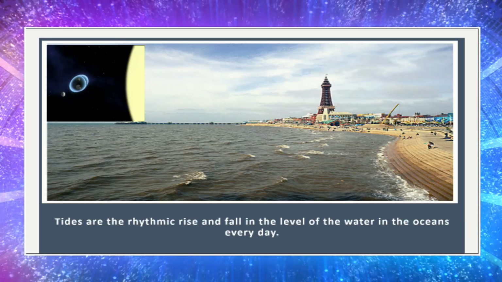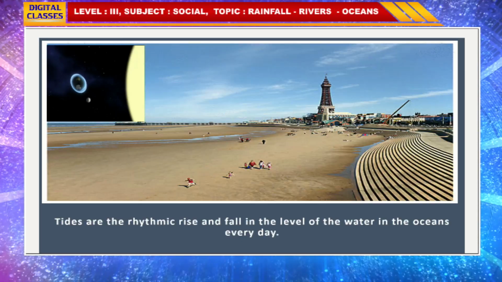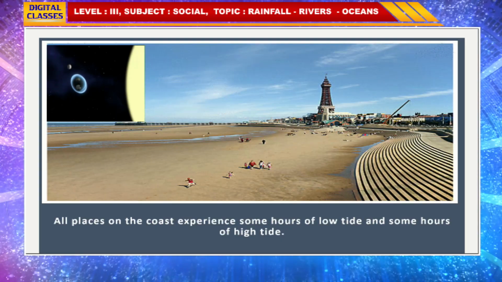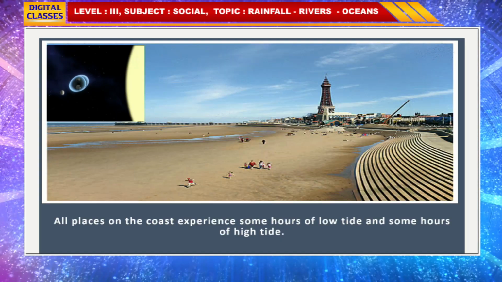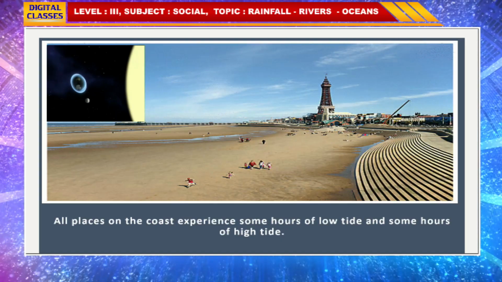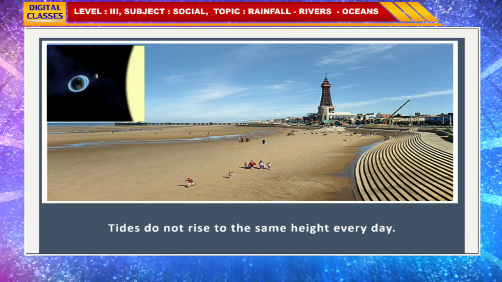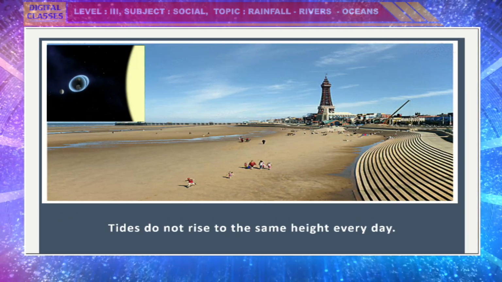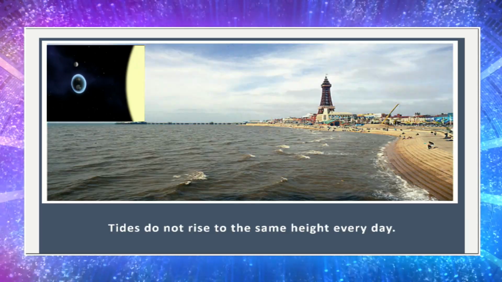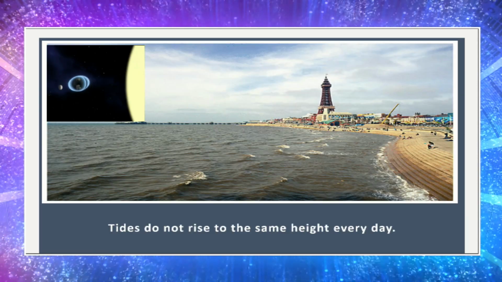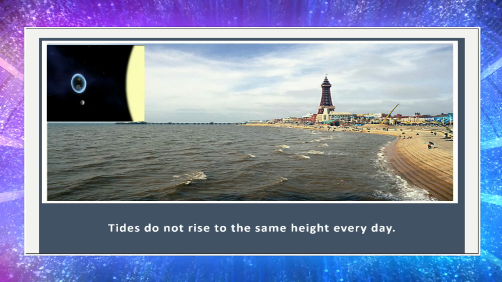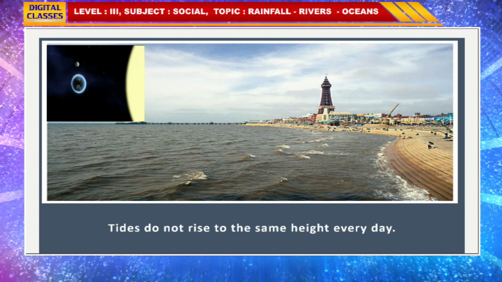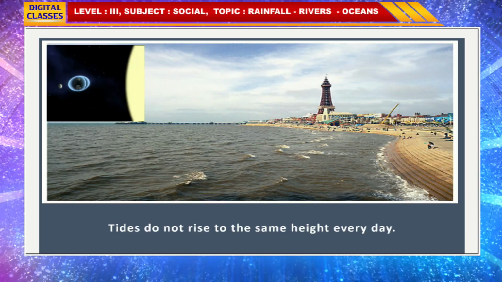Tides are the rhythmic rise and fall in the level of the water in the oceans every day. All places on the coast experience some hours of low tide and some hours of high tide. Tides do not rise to the same height every day. When the tide is high, water comes up to the coast for some distance, and when the tide is low, the water moves back from the land. And these tides are very helpful for fishing purposes.